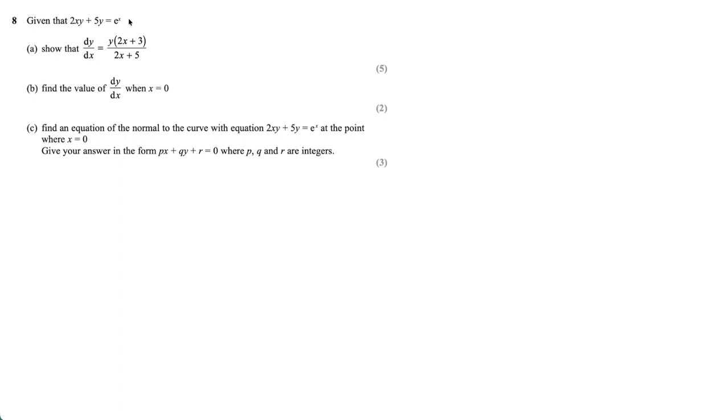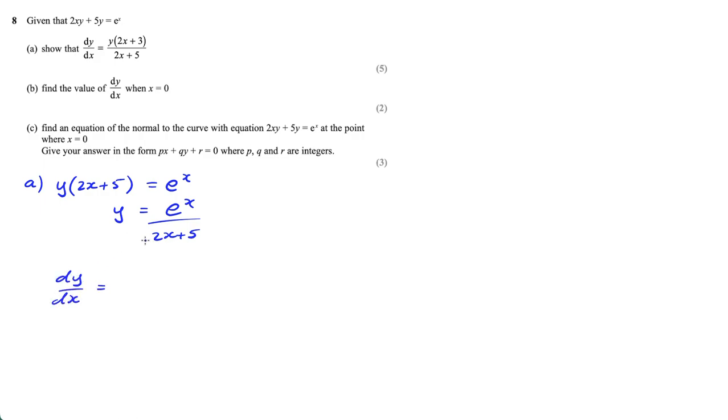Given that dxy plus 5y equals e to the x, show that dy/dx equals this. Okay, so first, guys, we want to rearrange this so that we have y the subject. The best thing to do, I think, is to factorize out the y. Take out the y, and we have 2x plus 5 equals e to the x. Then we divide by that, so we have e to the x over 2x plus 5. And now we can use the quotient rule.